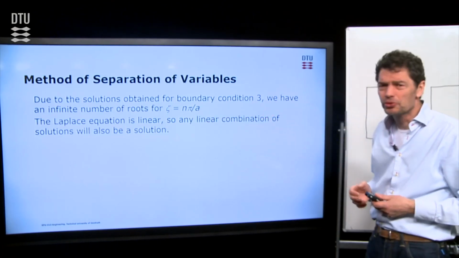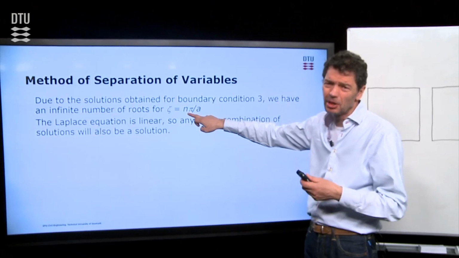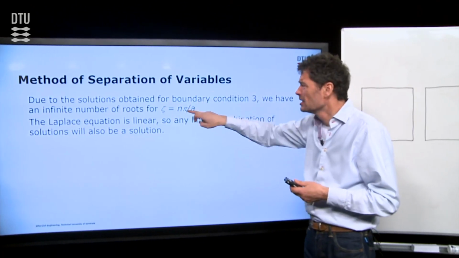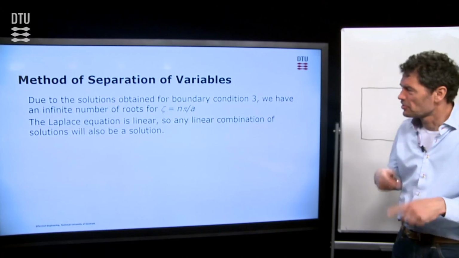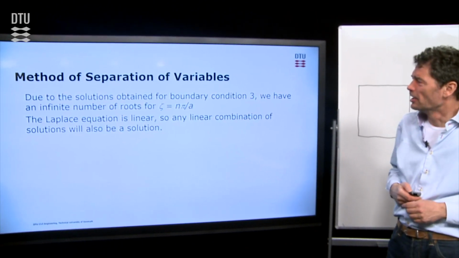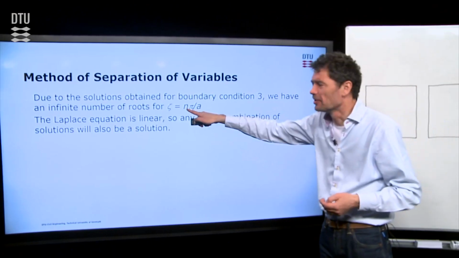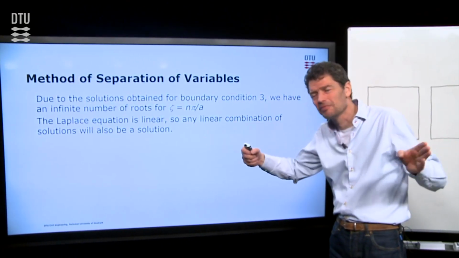insert some roots for this zeta, where it could be equal to n, any number, 1, 2, 3, 4, and so forth, times pi and divided by the width A. So n can be any number. So we can have one solution or another solution. We can have a multiple set of solutions.